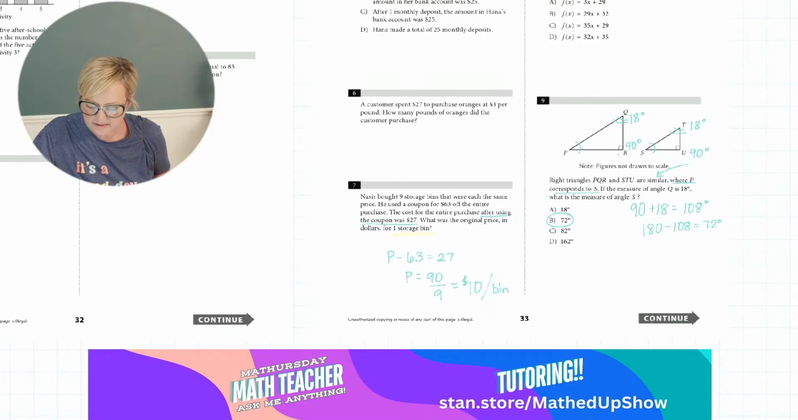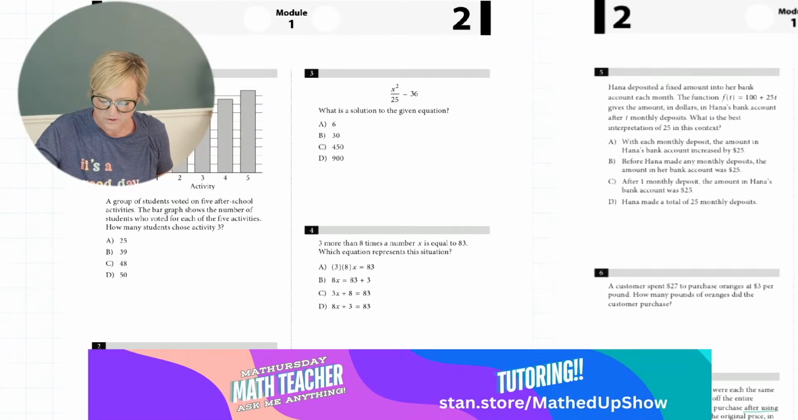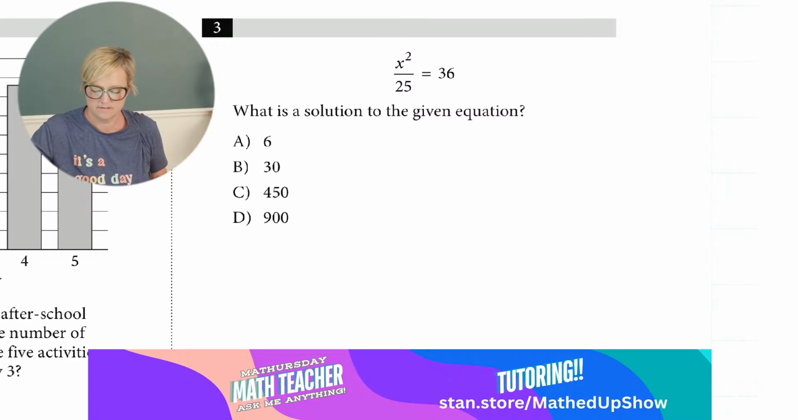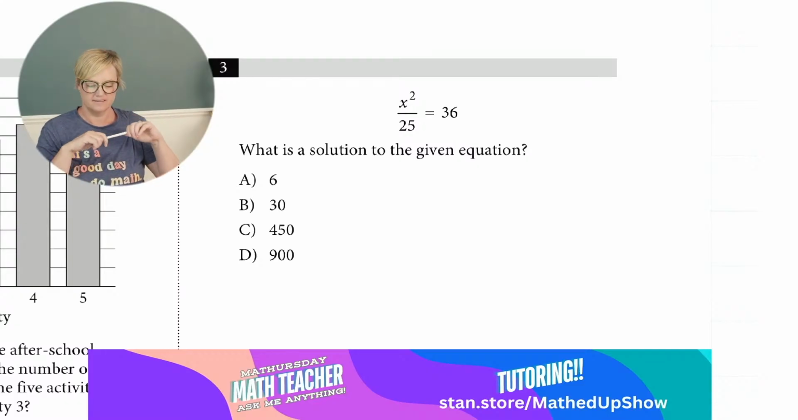Let's see. All right, let's move on to another page. Ooh, let's do this one. So we have this equation on here, trying to figure out what a solution to the given equation is, because there's technically 2 solutions to this. So what is one of the solutions?